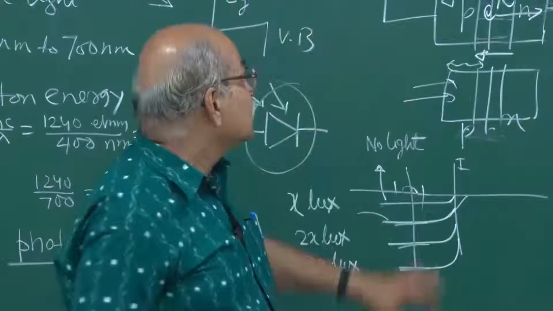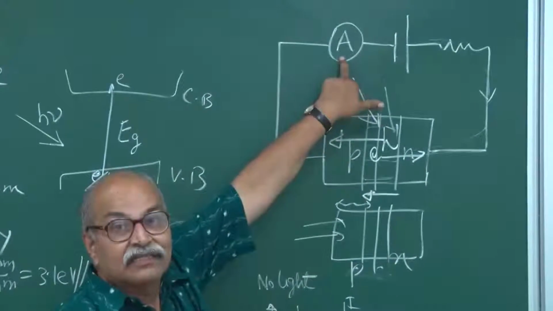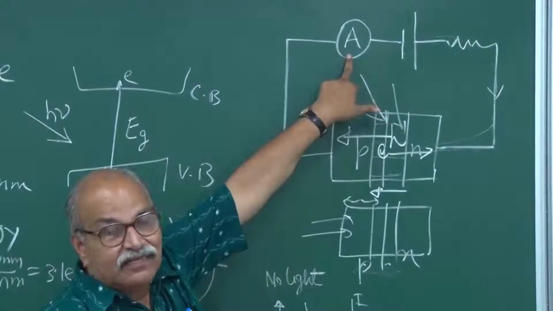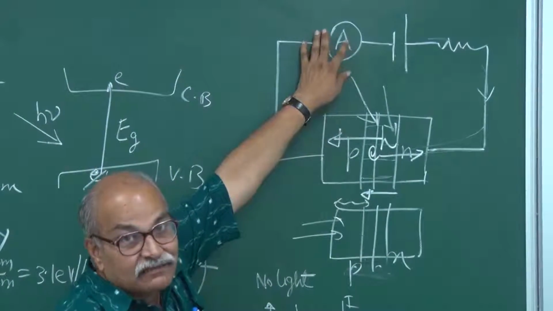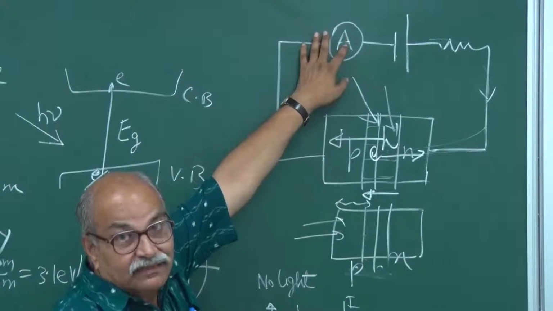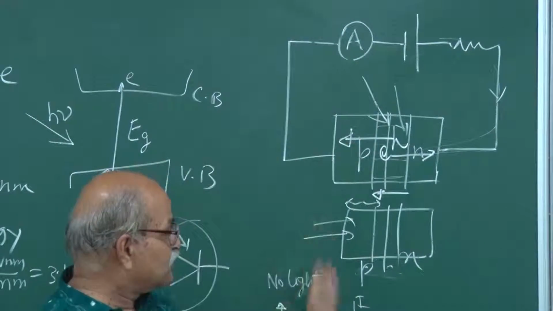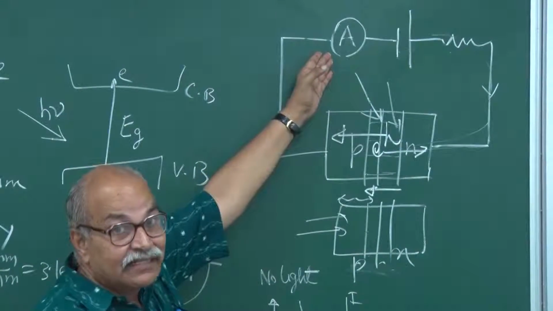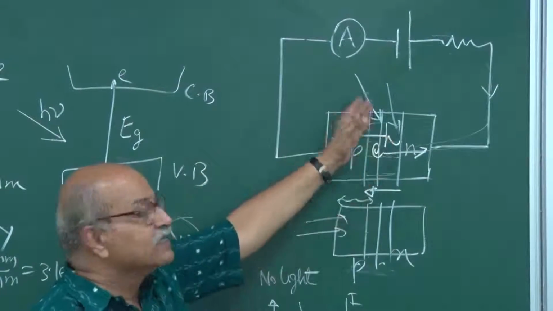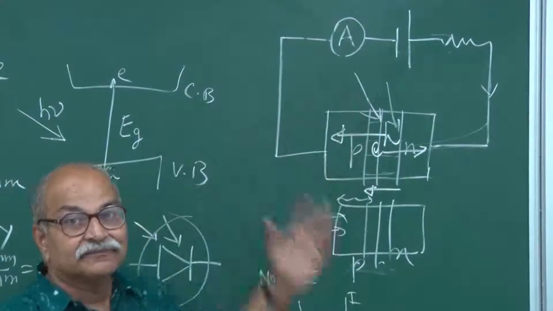Okay? If you just look at this current here, look at this reverse bias current here, and then shine light, then the reading of this current meter, what reverse bias current is going through this, that will be an indicator of what intensity is falling here.